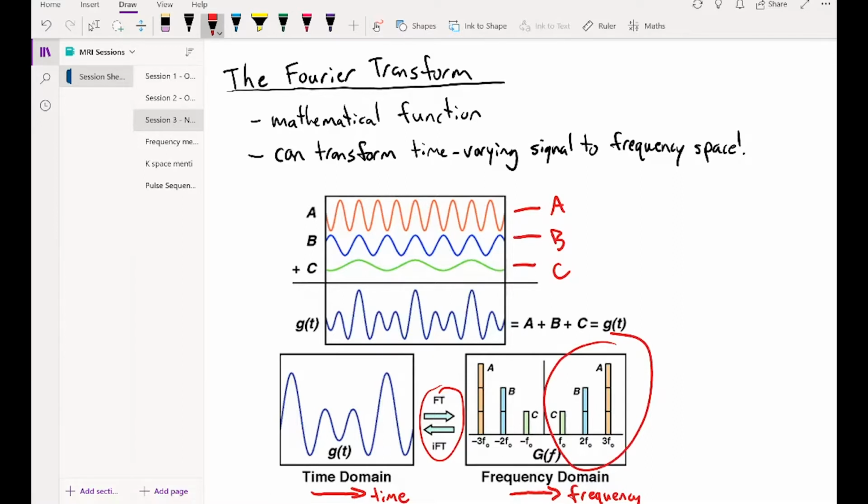Now, I'm actually going to circle the other side just to cross this out. For our purposes, for MRI, we can essentially ignore everything that's represented as a negative frequency because the outputs of the Fourier transform are symmetrical.